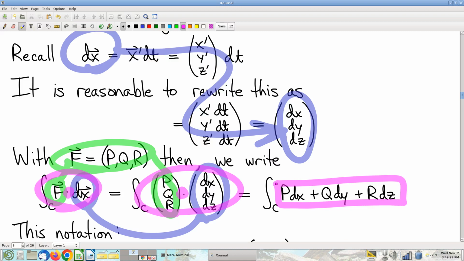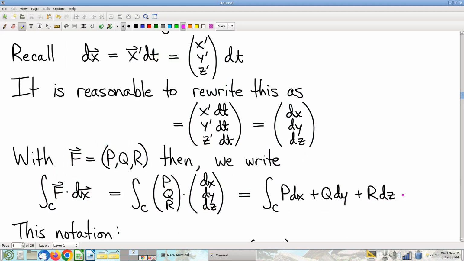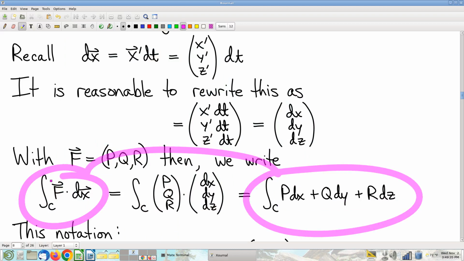So this is the alternative notation. This is a different way that you can write a vector line integral. And some people like this notation. So, alternative notation. Now, at a glance, do we like this notation?